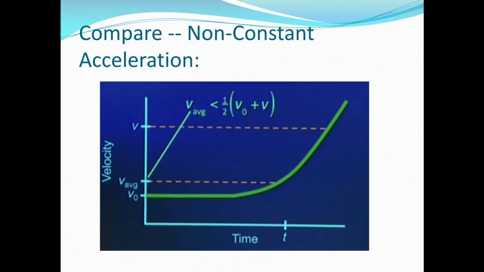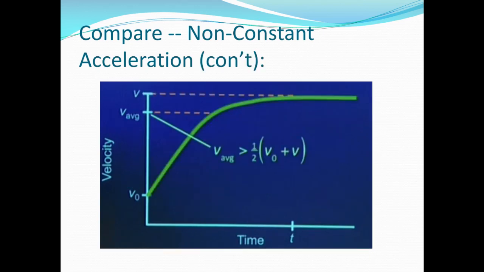If you have a graph like this, and you want to find the average velocity between the initial and final velocity, because it's not a linear relationship, in this case the average will be less than 1/2 (v naught plus v). And you could also have the case where the graph would look like this, where the average would be pulled up and be greater than 1/2 (v naught plus v). We're primarily going to look at the case where the graph is linear and the average will be the arithmetic average, 1/2 (v naught plus v).